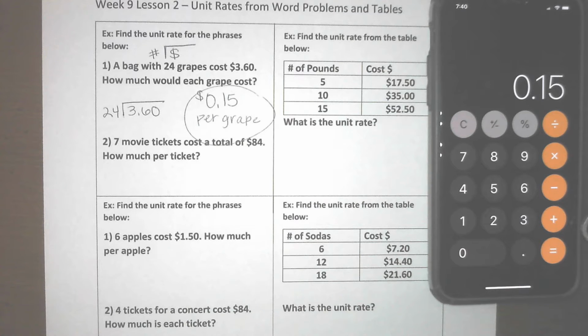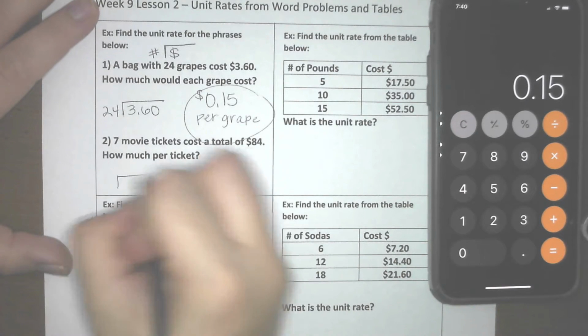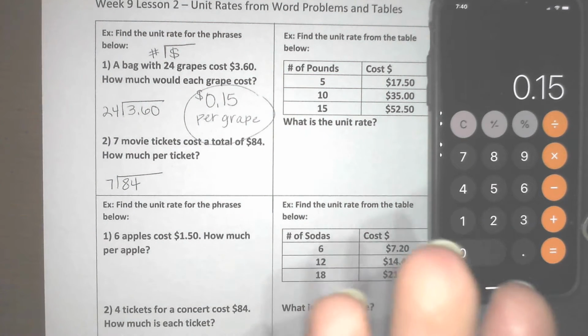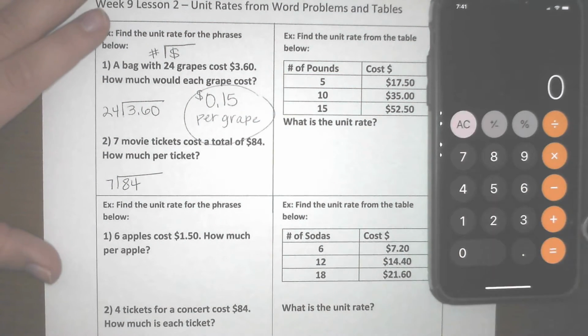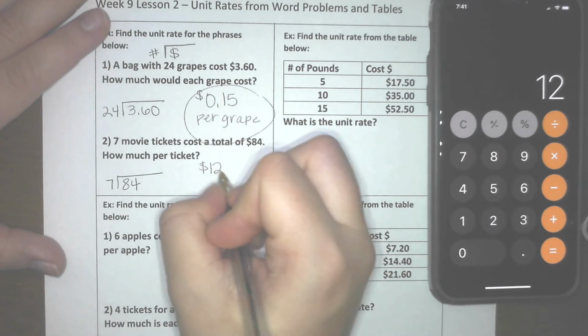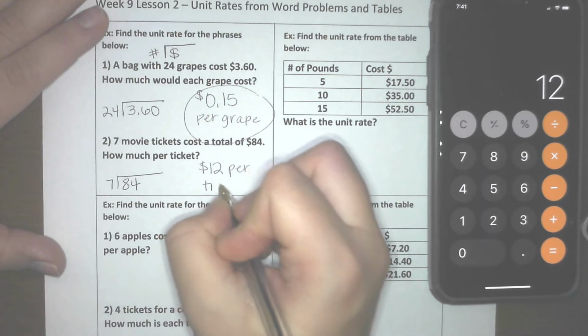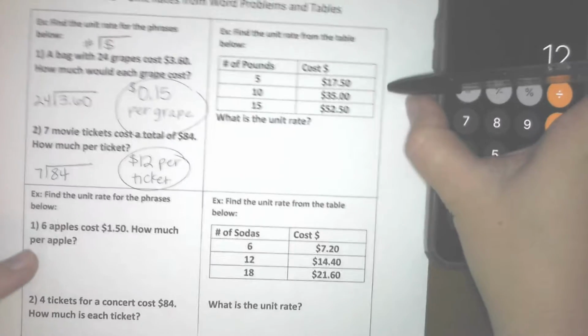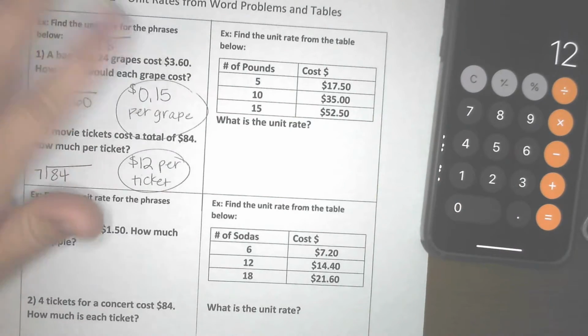All right, next one. 7 movie tickets cost a total of $84. How much per ticket? You're just figuring out the unit rate. So I have $84 for 7 tickets. I want to figure out how much is one ticket. So I just do 84 divided by 7, and I get $12 per ticket. That's your unit rate. Unit rate just means how much does it cost per one of something. So those are examples for unit rates with phrases.